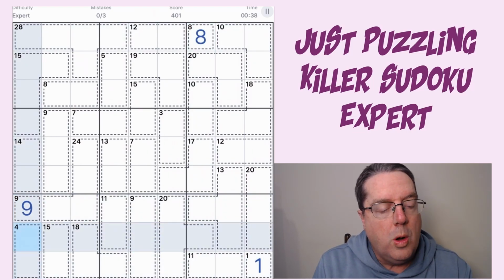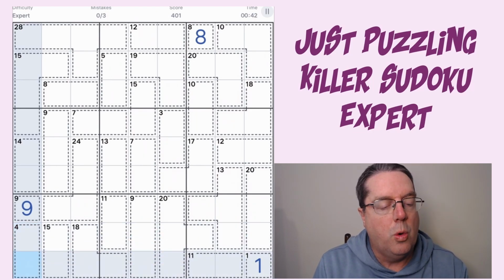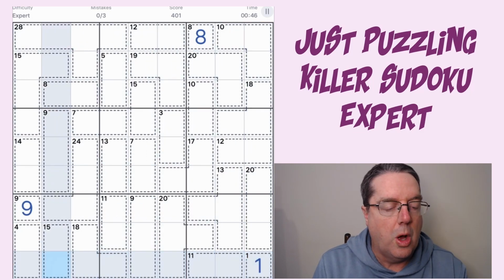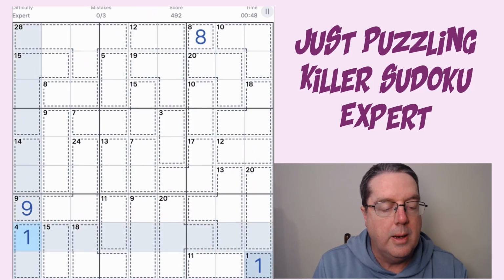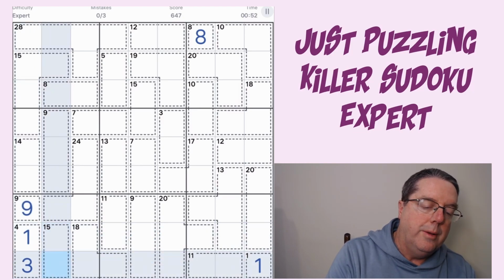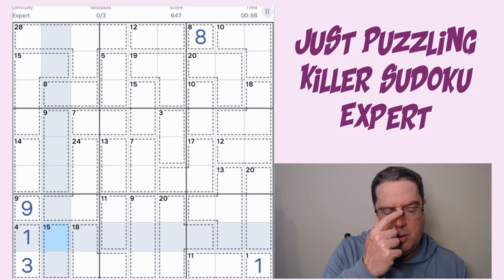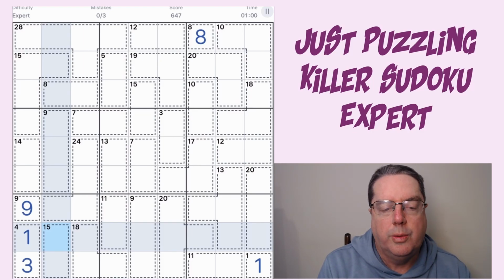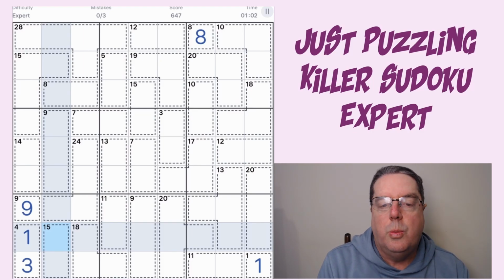A 4 can have a 1 and a 3 in it. That's the only two numbers that can be in a 4 cage. Now that 1 means that by the rules of Sudoku, 1 cannot be there. So that's a 1 and that's a 3. 15 can have 9 and 6 or 8 and 7. Because of the 9 there, this is going to be 8 and 7. What else can we see? Not a lot.